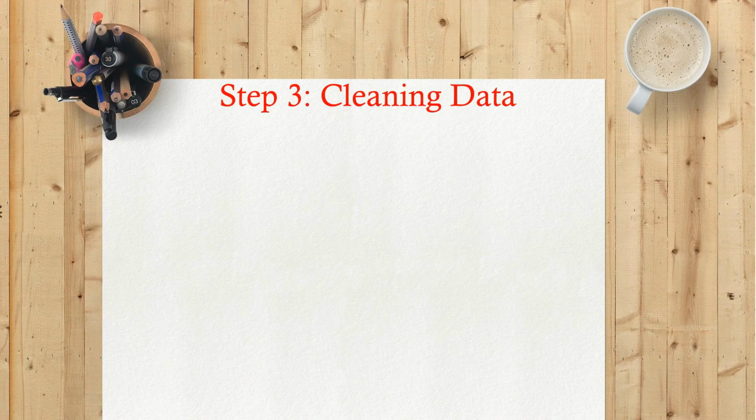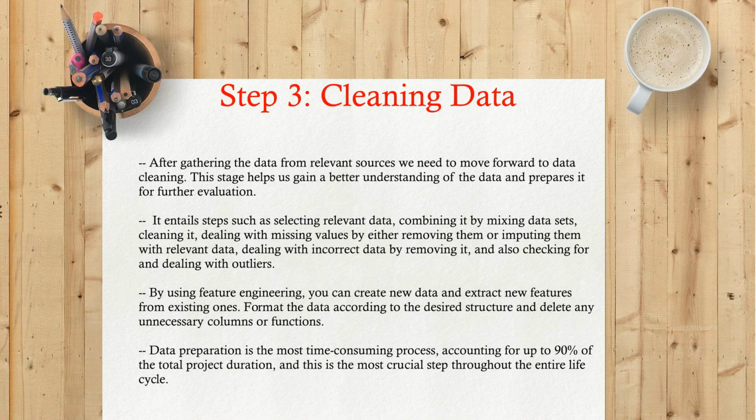Step 3. Cleaning data. After gathering the data from relevant sources, we need to move forward to data cleaning. This stage helps us gain a better understanding of the data and prepares it for further evaluation. It entails steps such as selecting relevant data, combining it by mixing datasets, cleaning it, dealing with missing values by either removing them or imputing them with relevant data, dealing with incorrect data by removing it, and also checking for and dealing with outliers. By using feature engineering, you can create new data and extract new features from existing ones. Format the data according to the desired structure and delete any unnecessary columns or functions.